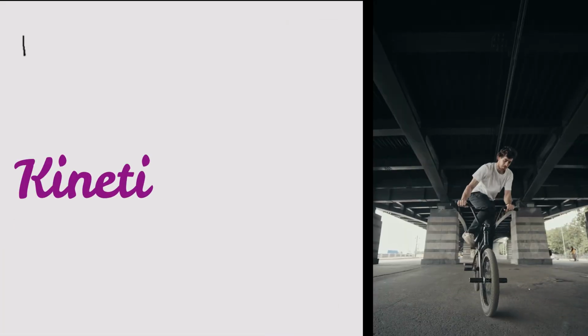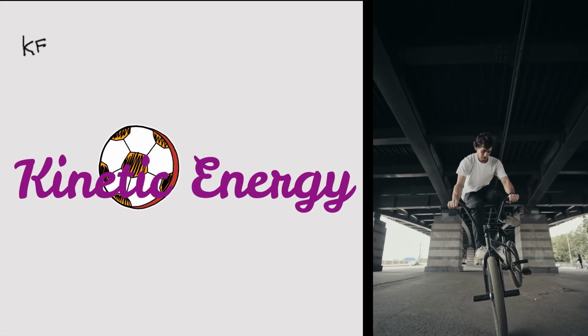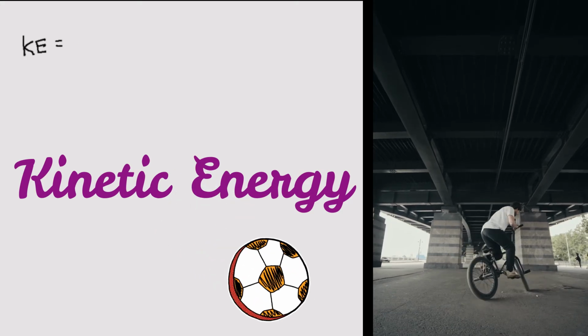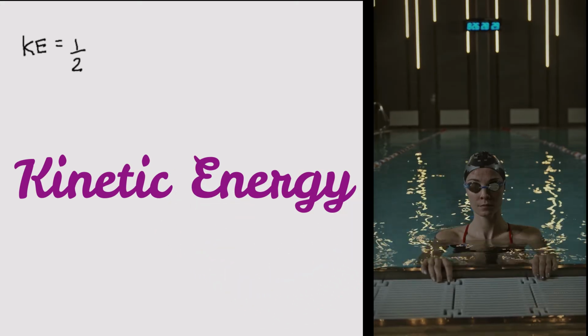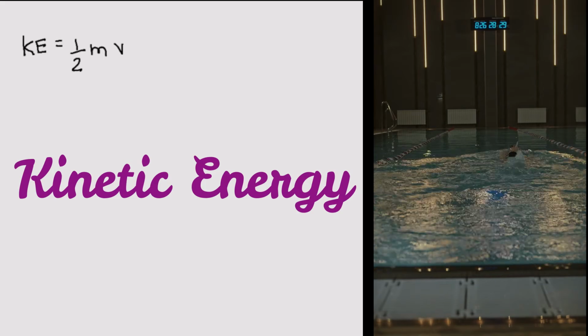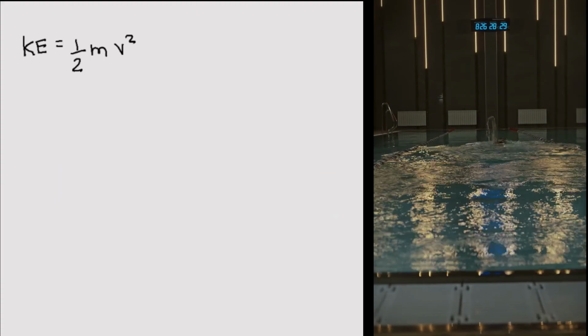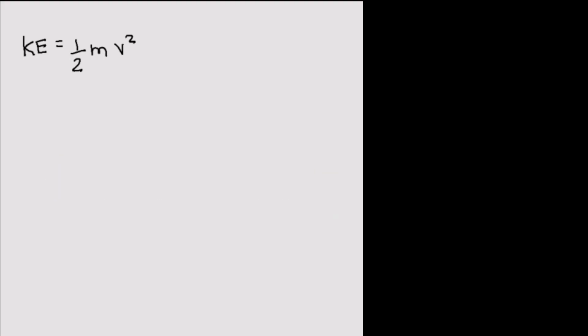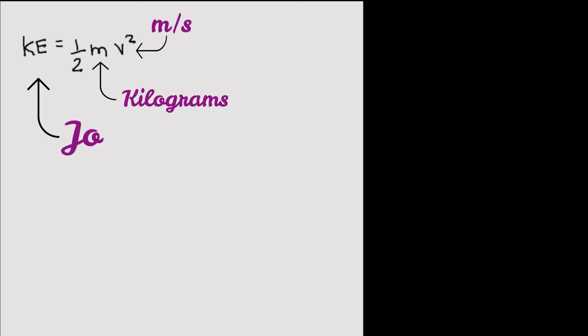First, let's define what kinetic energy is. Anything that moves has kinetic energy. If a ball, an object, or a particle has some speed and some mass, then it will have kinetic energy. The equation for kinetic energy is equal to 1/2 times mass times speed squared. The mass is in kilograms, the speed is in meters per second, and the kinetic energy is in joules, which is the unit that measures energy.